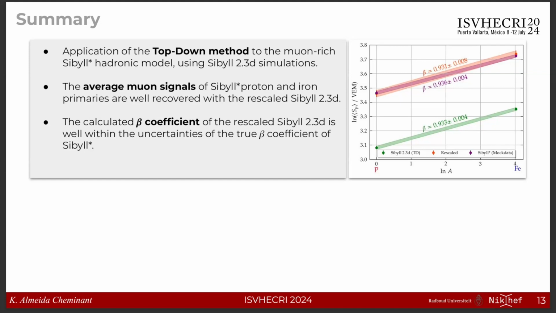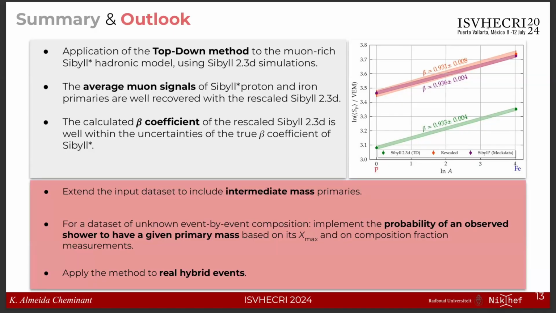Now, if I go into the outlook, of course, we're working with proton and iron, but it would be good to extend this analysis to intermediate mass primaries like helium and oxygen, which is currently on the way. We also want to implement a probability for an observed shower to have a given primary mass, because naturally, when you're working with real events, you don't know the mass of the event, but you have some probability based on the Xmax, but also on the mass composition measurements that you've done through other techniques. So we want to implement this in order to be able in the future to apply it to real hybrid events. So yeah, that's the end of my talk.